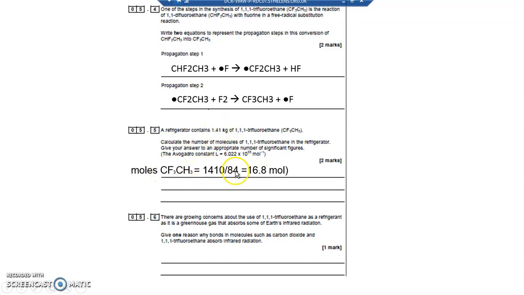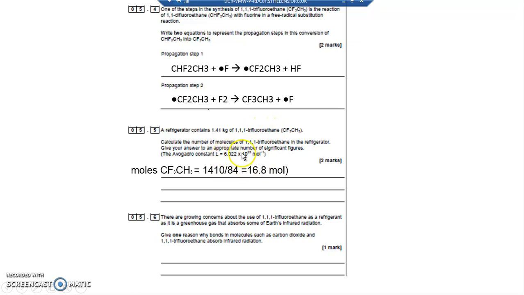So moles is this in grams. Moles is mass in grams divided by relative formula mass. So this in grams, a large unit number like a kilogram going into a smaller unit number like a gram, so you multiply by 1,000. So 1.41 multiplied by 1,000 is 1,410. You can work out with a periodic table that an F is a 19, the C is a 12 in terms of mass numbers, and H is a 1. And so if you add all of those together, the Mr is 84. You've got 16.8 moles of this 1,1,1 trifluoroethane.